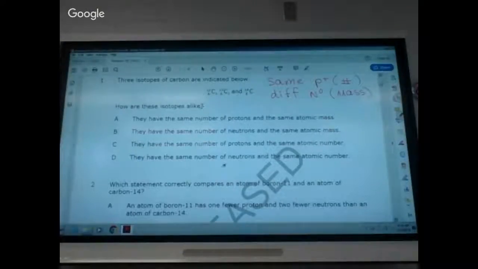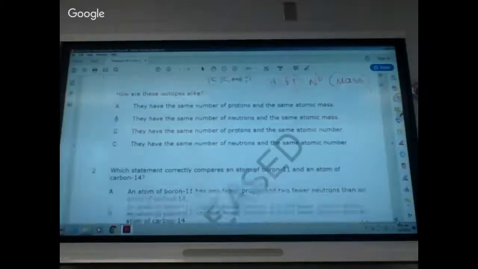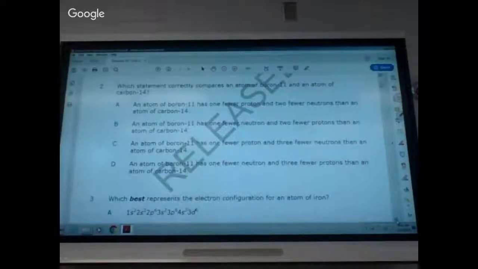Now, number 2. Which statement correctly compares the atom of boron 11 and the atom of carbon 14? When you look at the answers, it's talking about 1 fewer proton, 2 fewer neutrons. Well, does it give you the protons or neutrons in that question? No. So what's the first thing I'd do? I'd figure out my protons and my neutrons using the periodic table before I did anything else.